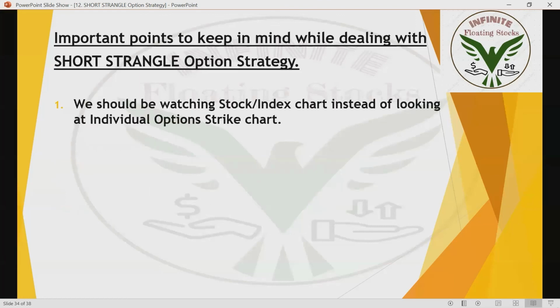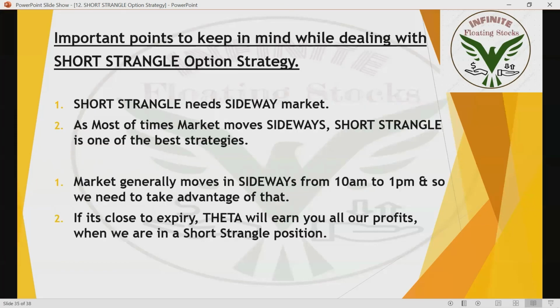Okay, and we should be watching the stock or index chart instead of the option strike price chart. You already know this. I have been putting this slide in each and every session because there are a lot of students who look for the option chart instead of the underlying asset chart. If you are going long or short on some strike price, you should not be looking at the chart of that option strike price. You should be looking at the main index chart. So that's very important.